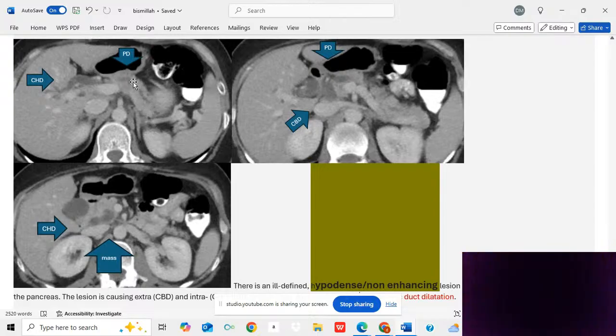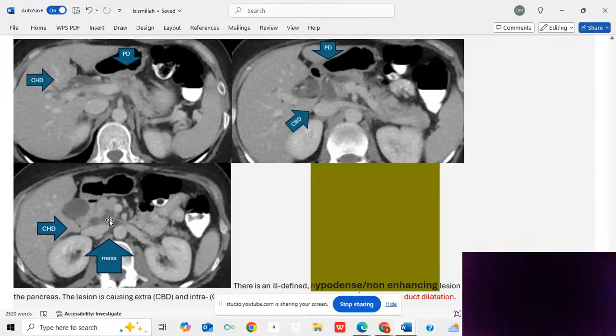Main pancreatic duct dilatation, as well as common bile duct dilatation, common hepatic duct dilatation, and dilatation of the intrahepatic biliary radicals. So, what is this?